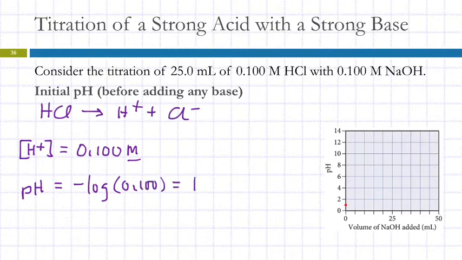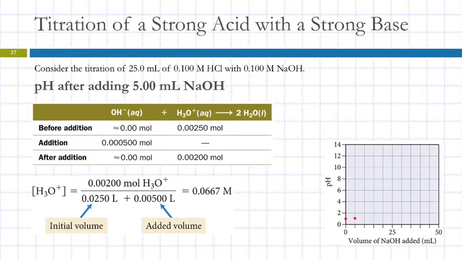pH is 1. So here on our graph, we've got 1 red dot. At 0 volume added, our pH is 1. Okay, so what's going to happen after we add 5 milliliters of sodium hydroxide?